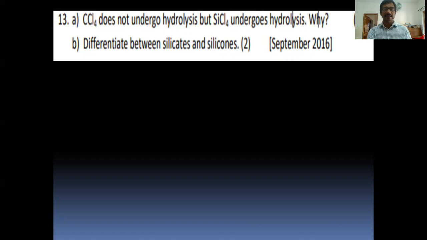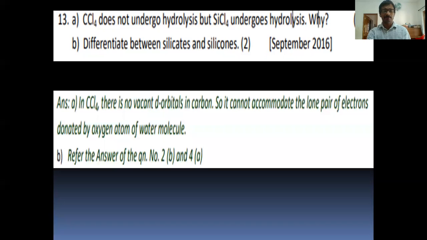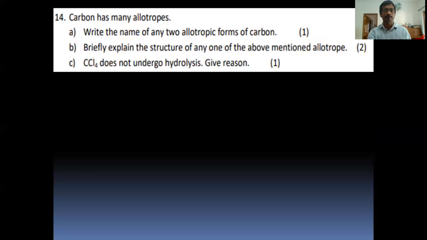Differentiate between silicates and silicones. Already we discussed. Silicates have the basic structural unit SiO4 4 minus. Silicones are inorganic polymers with the formula (R2SiO)n. Here the answers are given.